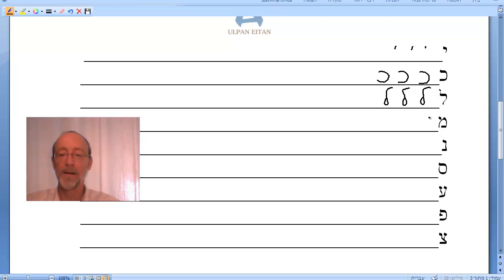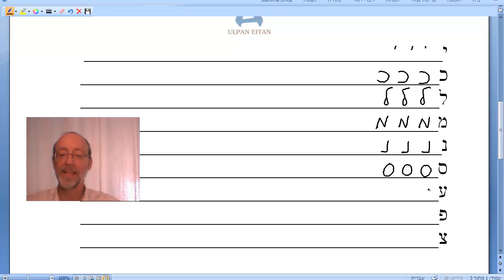Next is a Mem, which really looks like an N in English, followed by a Nun, which is like an N sound. So those are a teeny bit tricky, but it looks very, very similar. M-N, Mem Nun, if you can pick up on that kind of mnemonic. The next is a Samech, which is really just a circle in script.